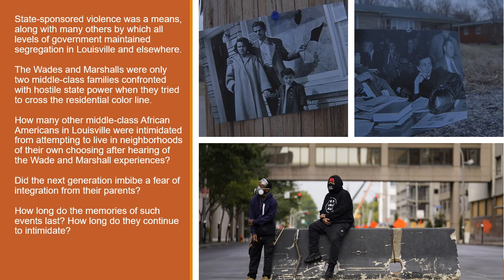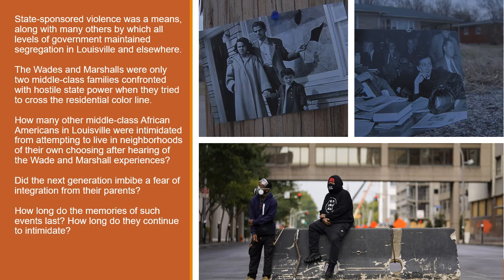State-sponsored violence was a means, along with many others, by which all levels of government maintained segregation in Louisville and elsewhere. The Wades and Marshalls were only two middle-class families confronted with hostile state power when they tried to cross the residential color line. And when they say state power, they're saying because the police did not disclose the names of the people in the LMPD at the time in the 80s who were part of the 40 Klan members who were known but not named. That's the state sanctioning, basically saying it's cool, it's okay for those people to be members of the Klan, to be involved in a firebombing, and to be officers of the law. So because the state sanctioned those actions, it was state-sanctioned segregation.